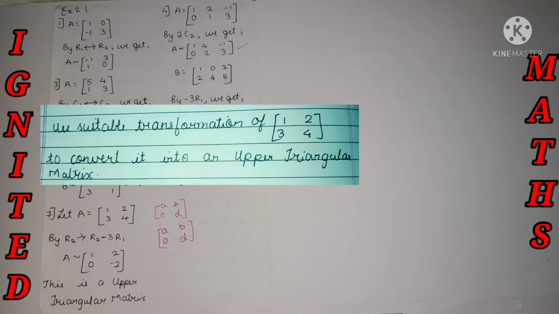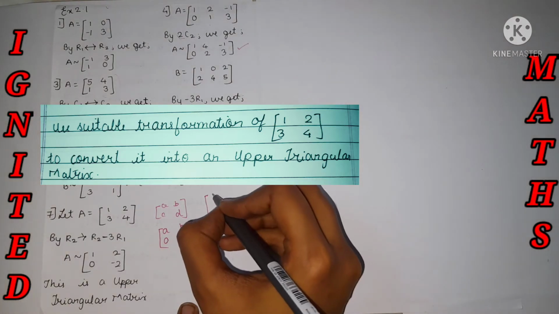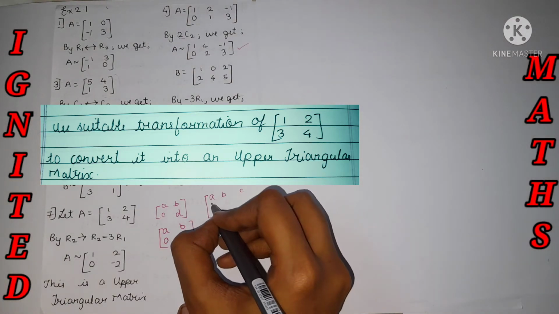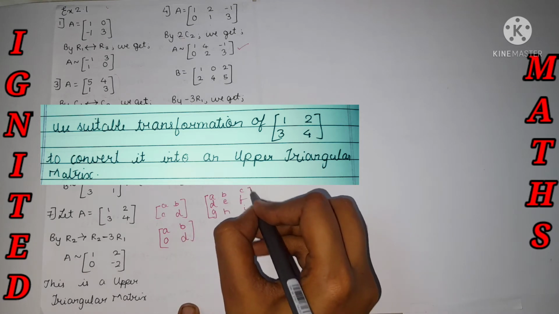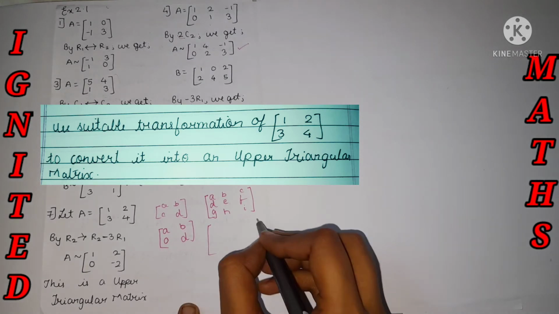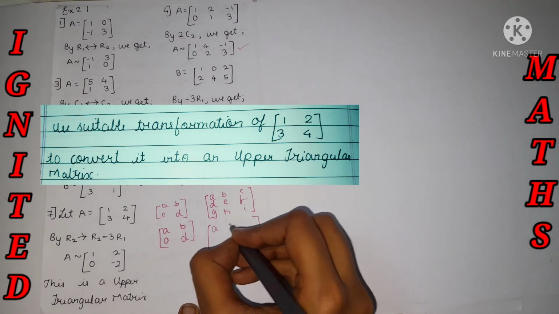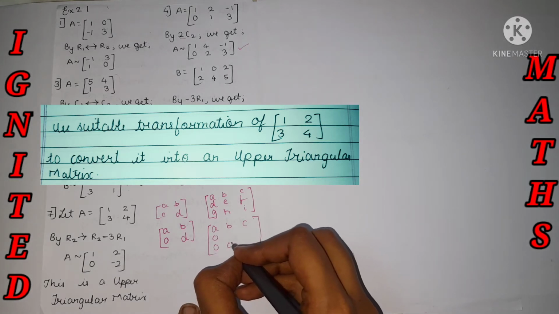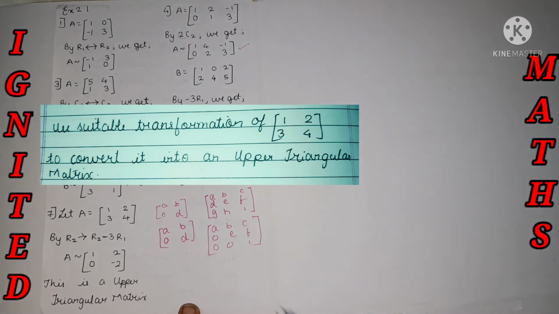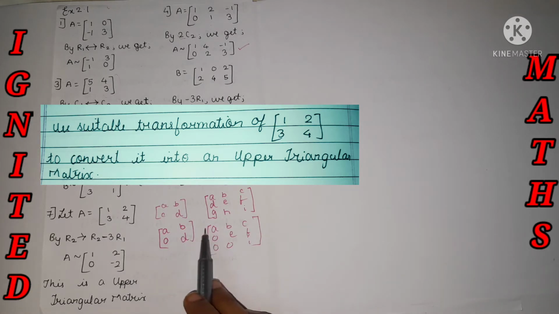This is for a 2 cross 2 matrix. For a 3 cross 3 matrix, let's see it. A, B, C, D, E, F, G, H, I. And how do we convert it into an upper triangular matrix? A, B, C over here, and the rest of the terms. Here the triangle forms; it's called an upper triangular matrix. If it were a lower triangular matrix, then this term would be 0 and all of this would be occupied. This is the upper triangular matrix of 2 cross 2 and 3 cross 3.